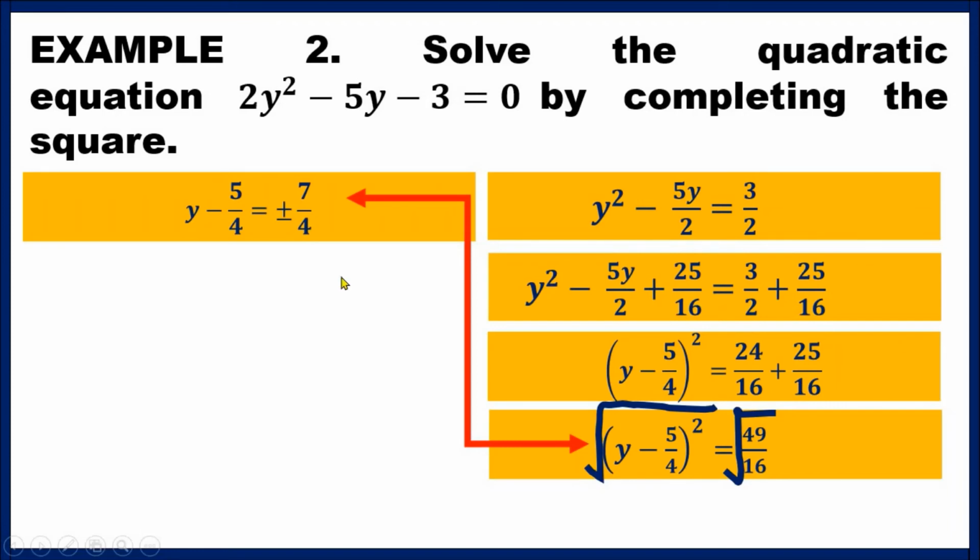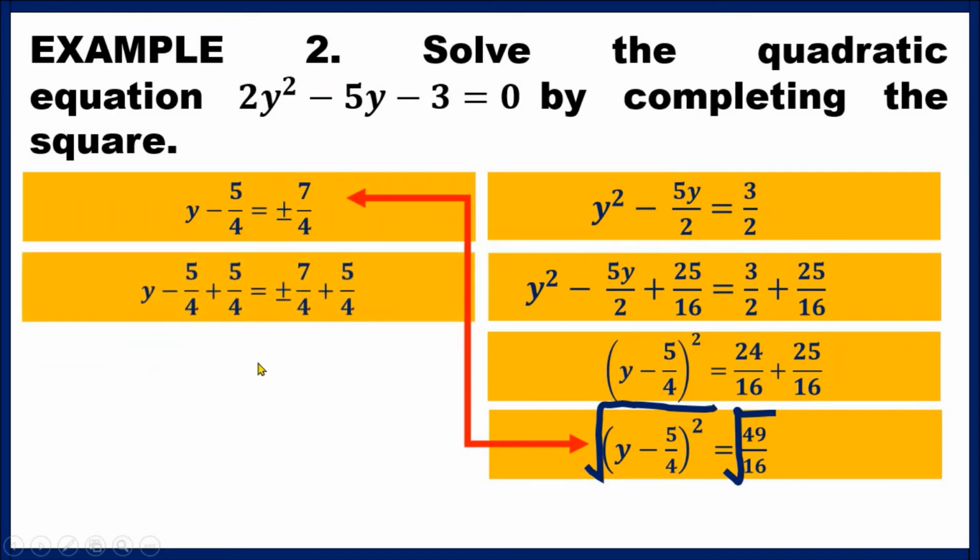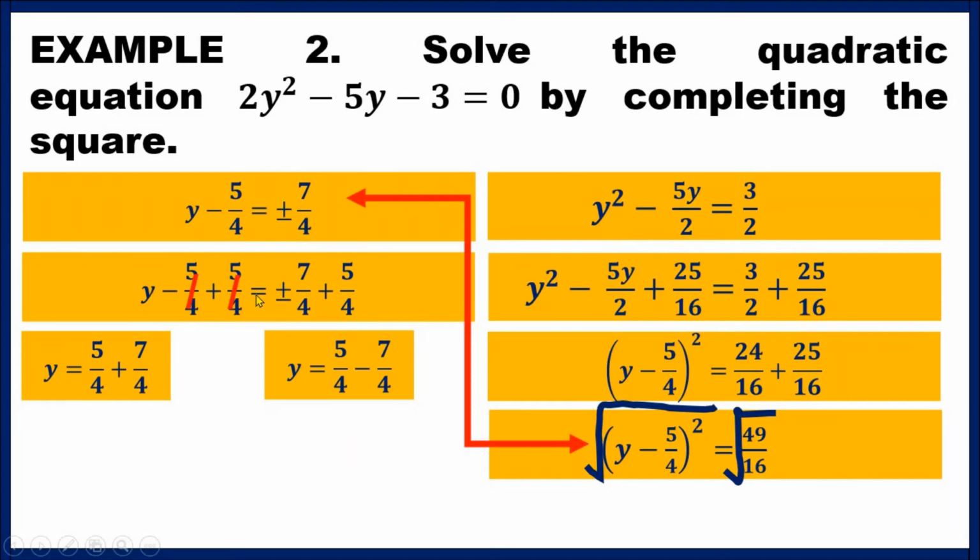To finally solve for the values of y, let's isolate the variable y on the left side of the equation by removing this negative 5 over 4. Let's add 5 over 4 to both sides. This negative 5 over 4 and positive 5 over 4 on the left side make 0. What remains is y on the left side, which is positive or negative 7 over 4 plus 5 over 4. And since addition is commutative, we can write first 5 over 4 before this positive or negative 7 over 4. The two values of y are y is equal to 5 over 4.